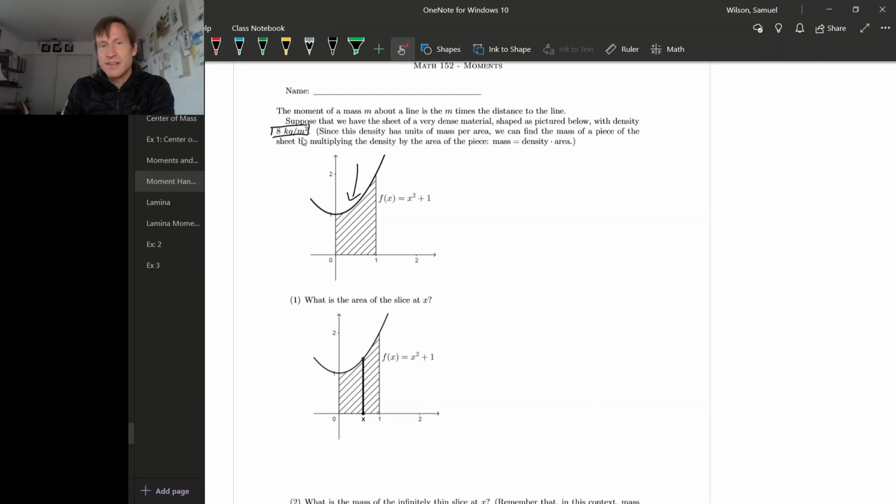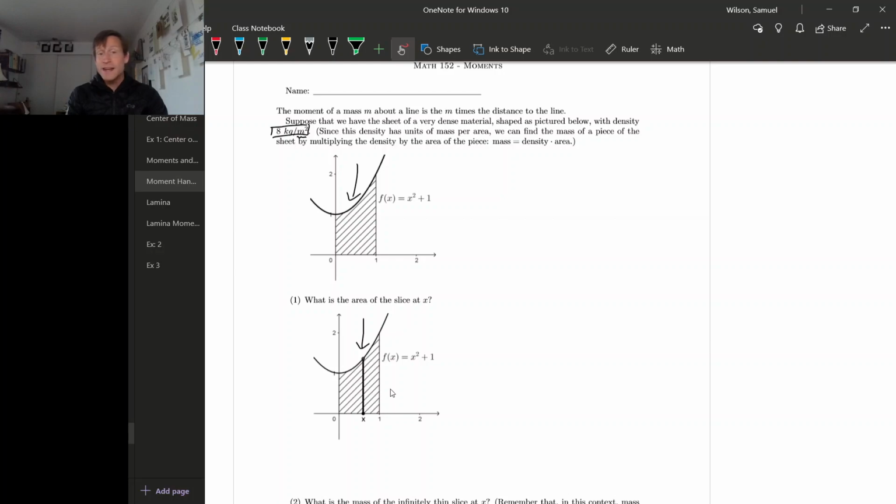This is a laminar density since it's a two-dimensional density, so it's mass per unit of area instead of unit of volume. So pause this video and see if you can figure out a way to express the area of the slice at position x.